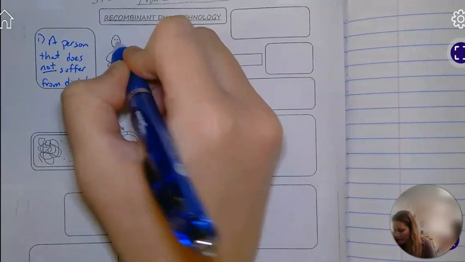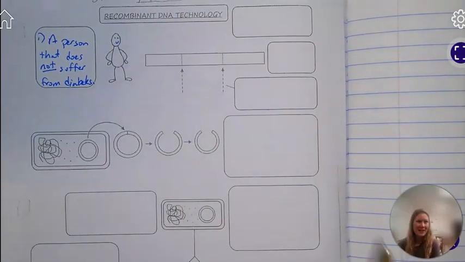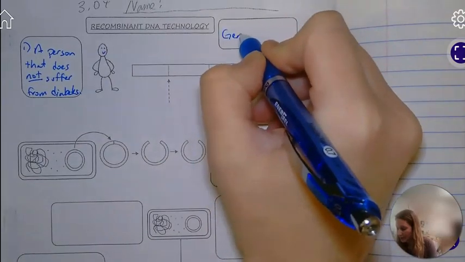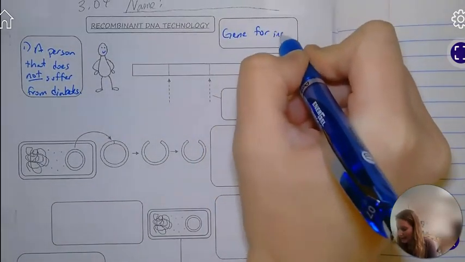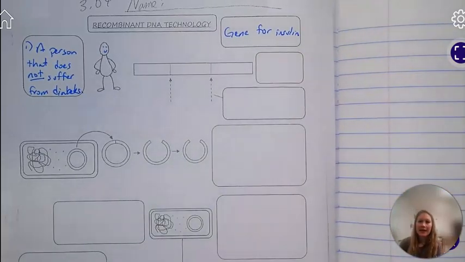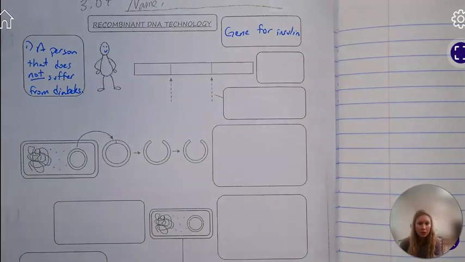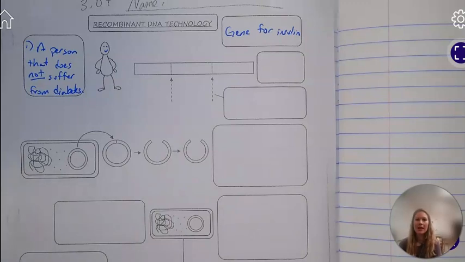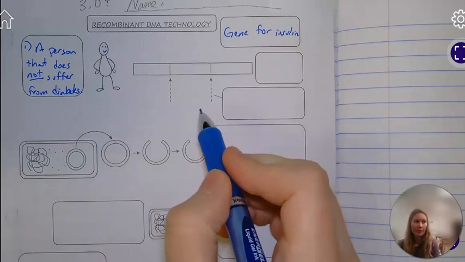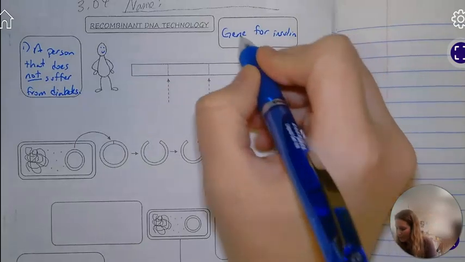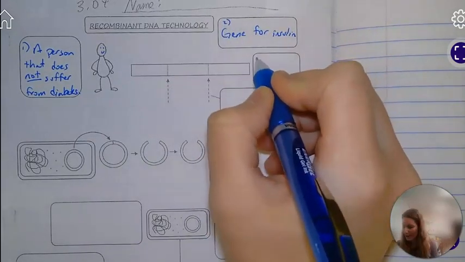So we got our individual here. They do not suffer from diabetes. So we are going to extract the gene for insulin because that is the protein that is needed in order to control blood sugar, which is the main issue for individuals with diabetes. They're not able to either produce any insulin or enough insulin to control their blood sugar. So we've identified our gene for insulin.